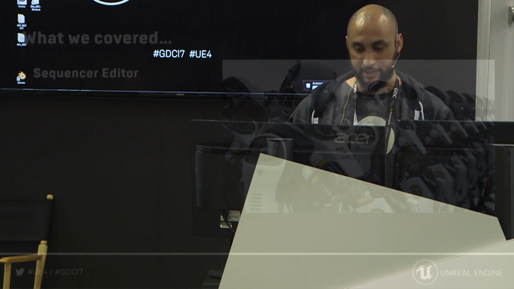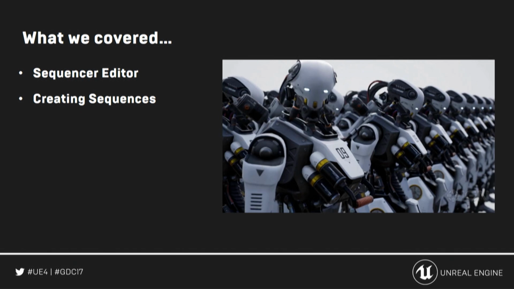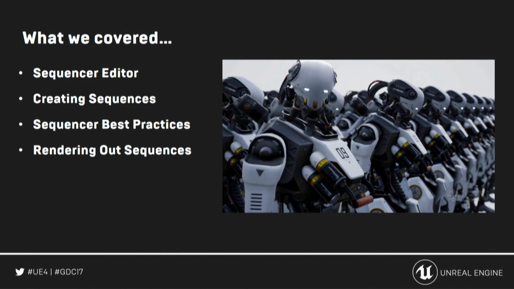We took a look at the Sequencer editor and how the intro scene was constructed. We created our own sequence from scratch. We added cameras, did animation, and we talked about shots and takes and how those are so valuable. We talked about some of the best practices, things that we do at Epic, various shortcuts that we use. We talked about the rendering process, didn't actually render it out, but we talked about the options that are available to you during that process.